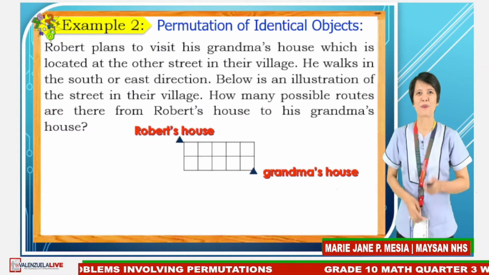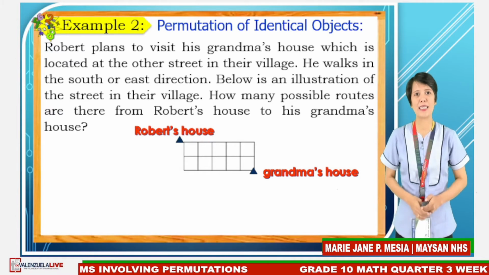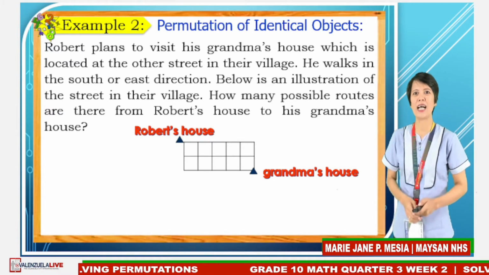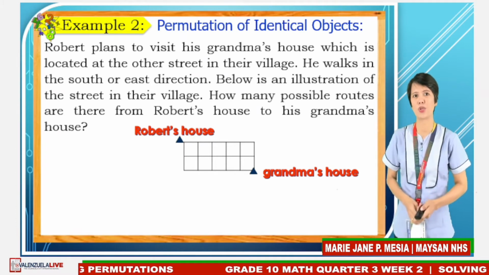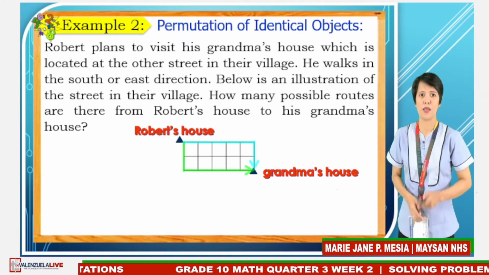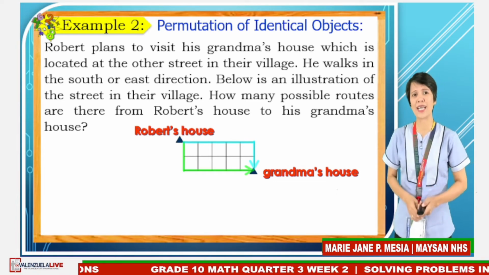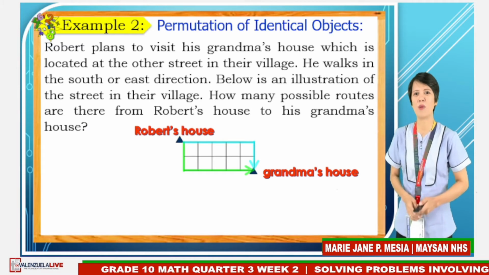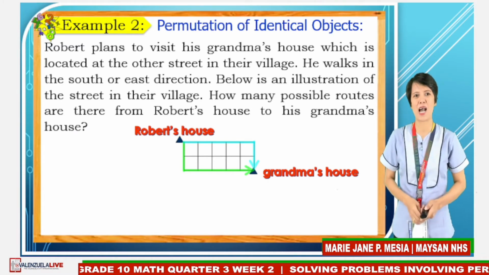Example number 2. Robert plans to visit his grandma's house, which is located at the other street in their village. He walks in the south or east direction. Below is an illustration of the street in their village. So how many possible routes are there from Robert's house to his grandma's house?